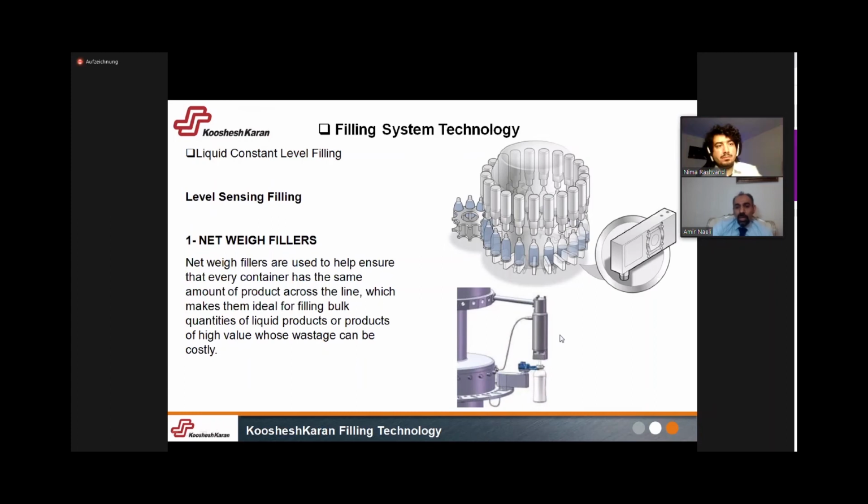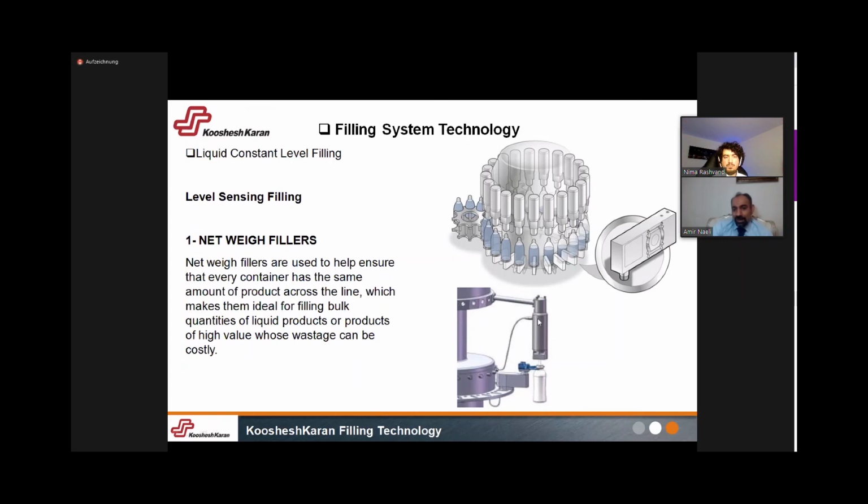As you see, the bottle is on top of the load cell. In this machine, we use the load cell. The load cell acquires the weight and sends a signal, for example to the PLC, to stop or start the valve. As you see at the valve, there is no contact between the bottle and the valve.